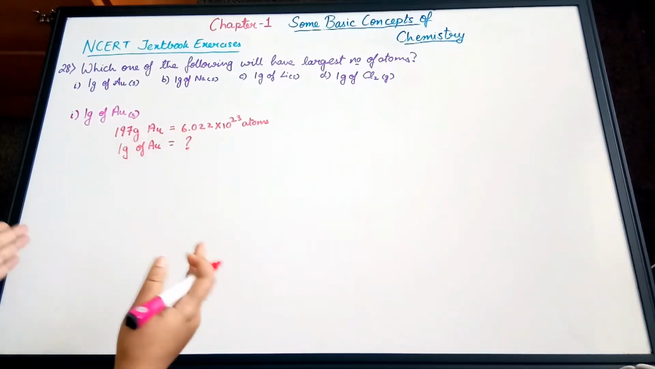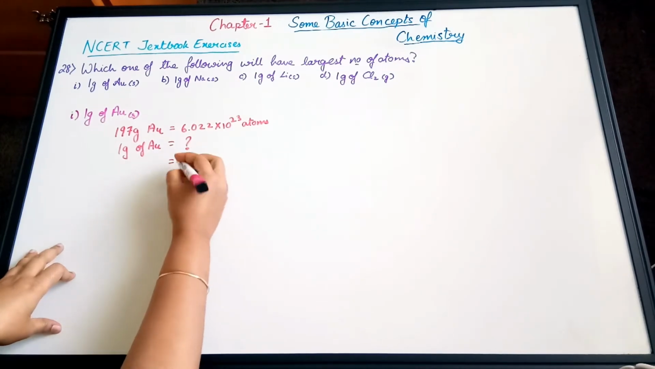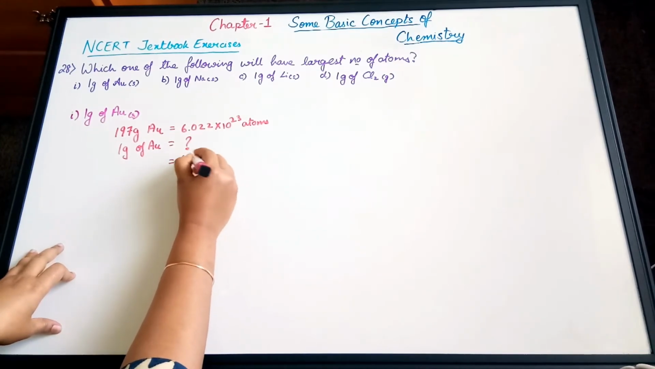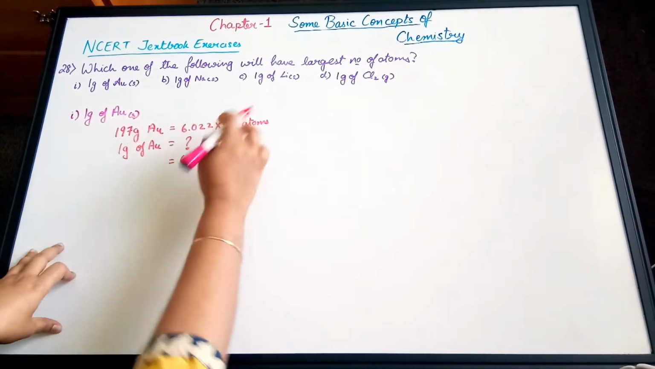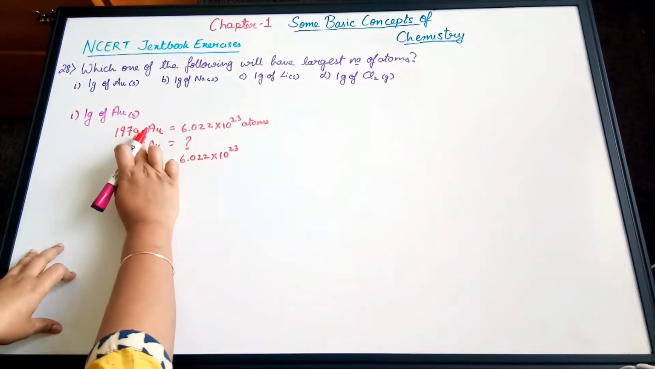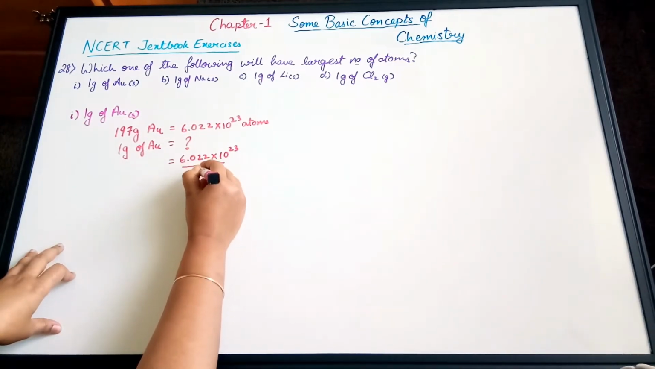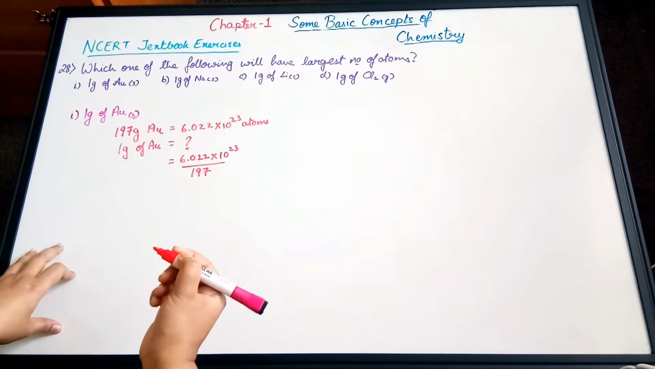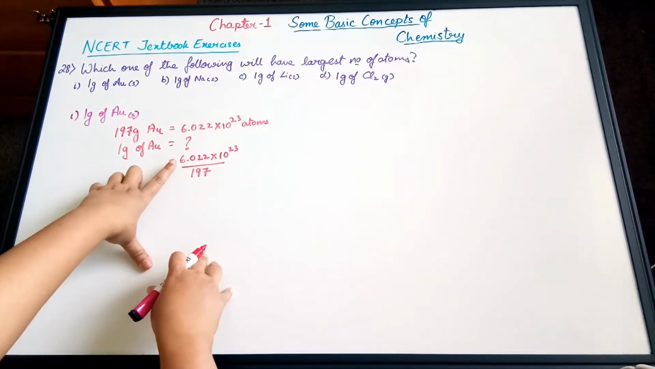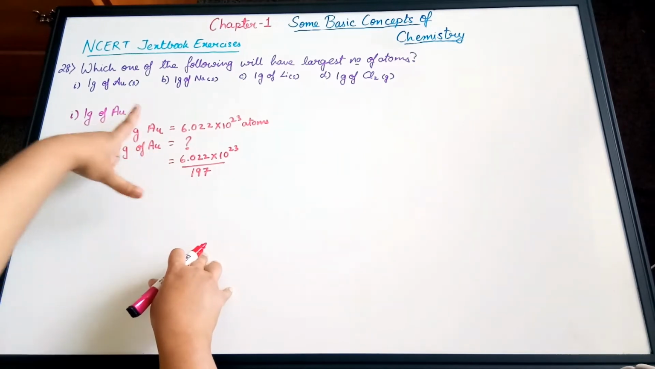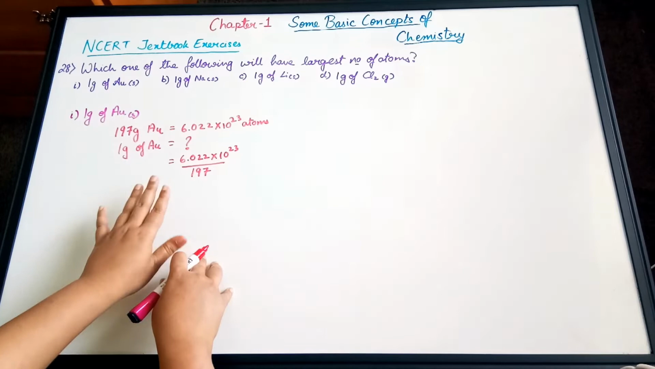This is the basic crisscross method. So that is equal to 6.022 into 10 to the power 23, which goes here in the numerator, and 197 comes to the denominator, so divided by 197. Because the same Avogadro's number will be applicable for all of them, we are not going to simplify our equation. Let's just leave it at this.